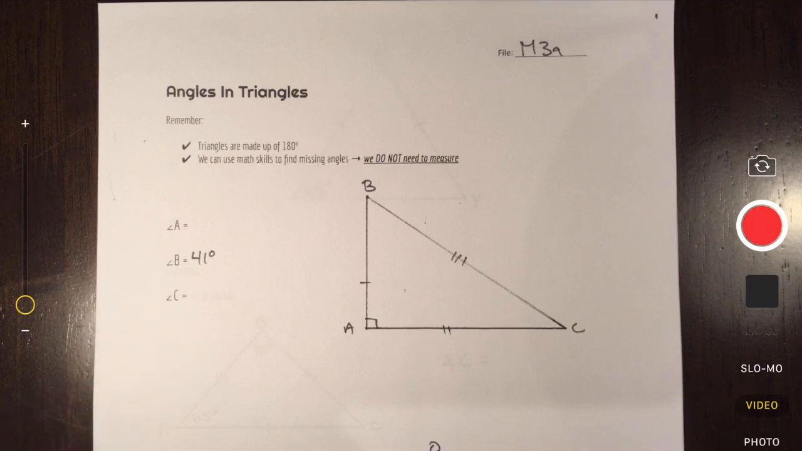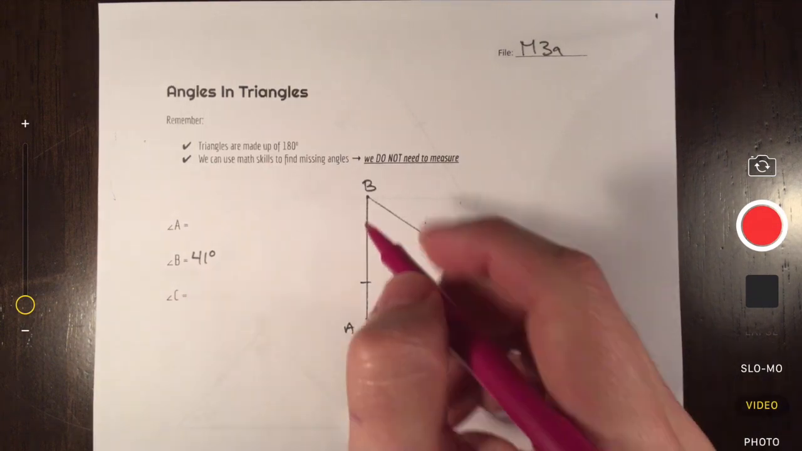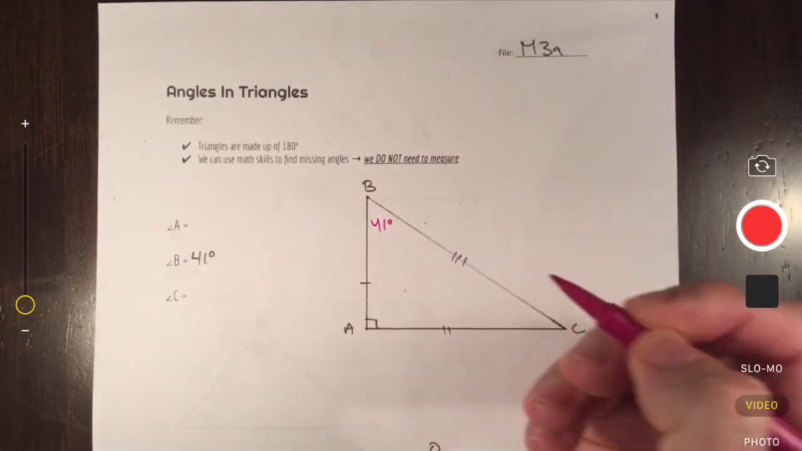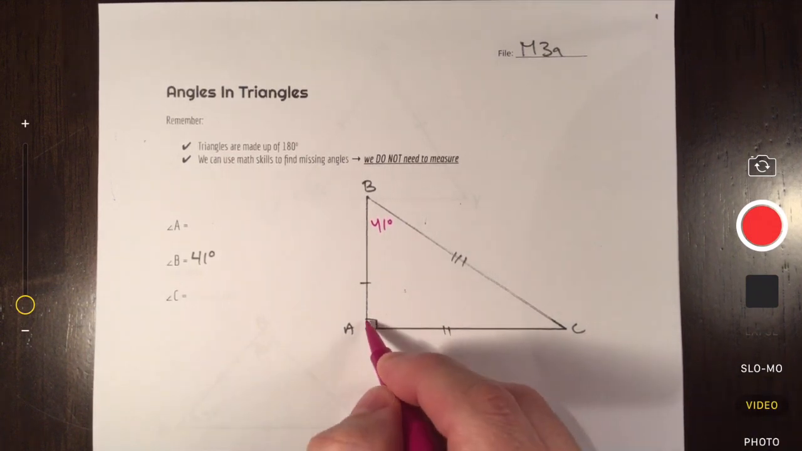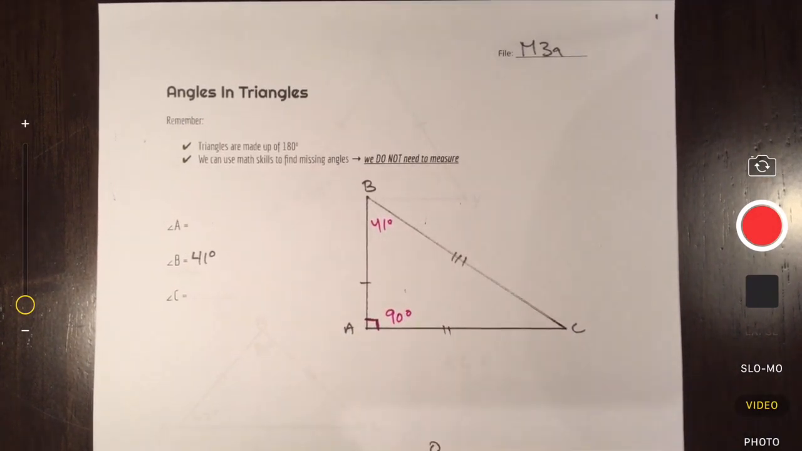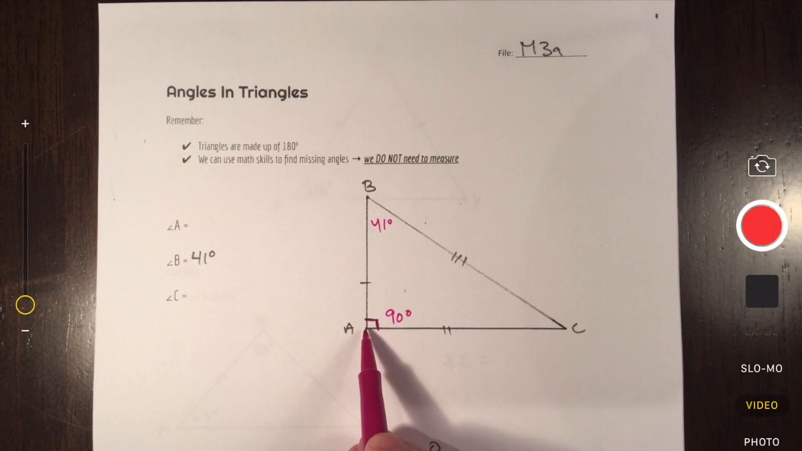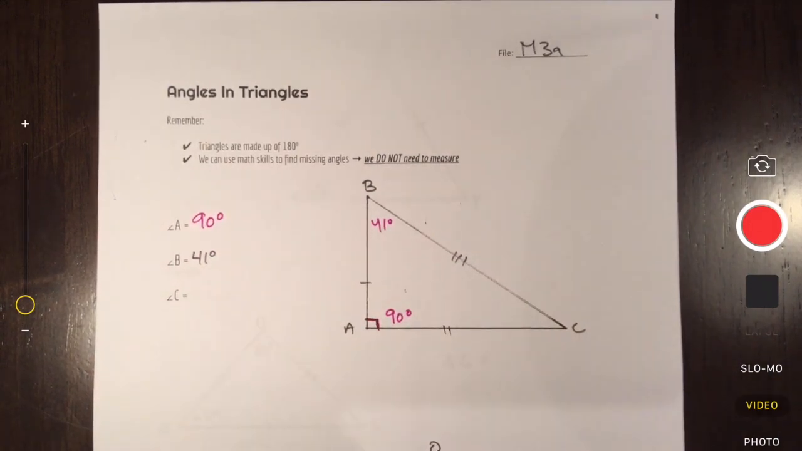So what we are given is information that angle B is equal to 41 degrees. So we can write that right on our page to help us keep track. Now obviously, at first glance, we have two missing angles, or two angles that we do not quite yet know, but we do actually know that angle A, because we can see our little marking here, is going to have a measurement of 90 degrees. So this is actually indicating that we have a right angle. So for angle A, we can write in 90 degrees.